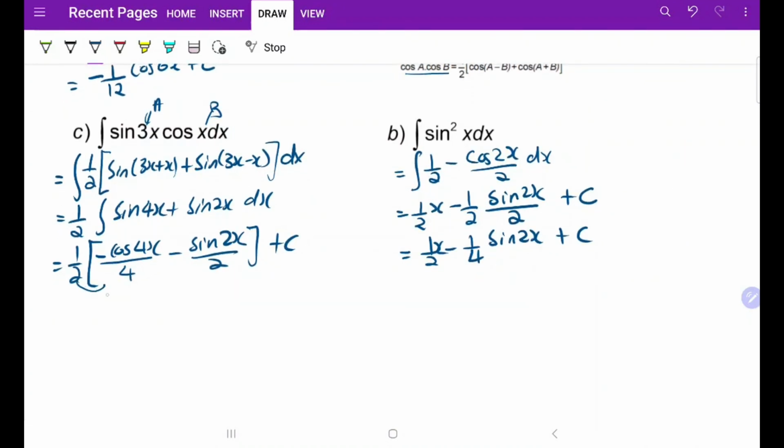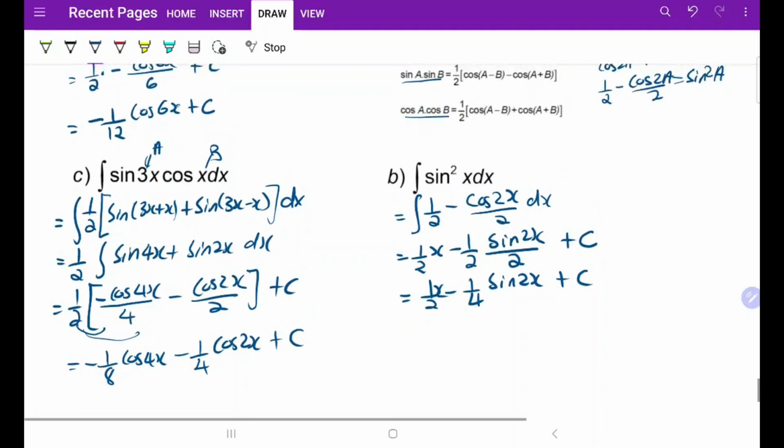And all that we do is simply multiply the half in there. So therefore, our final answer becomes minus 1 over 8 cos of 4x minus 1 over 4 the cos of 2x. Now, it looks like I had forgotten the solution there, and hopefully I fixed it.